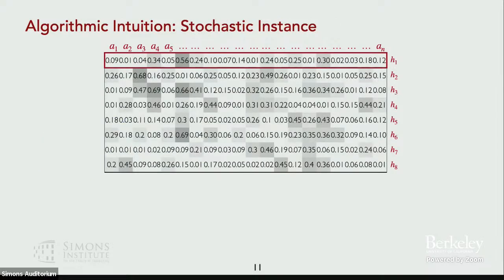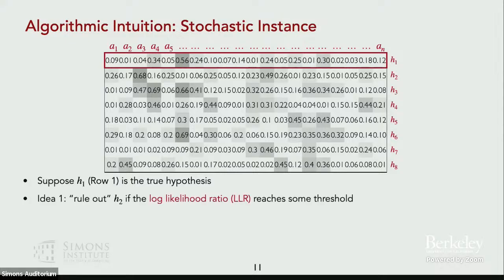Now, going back to our stochastic instance, let's think about how we would approach this. How would we rule out one hypothesis? Let's go over the same exercise. Suppose row 1 is my true hypothesis. One very natural idea is to rule out another hypothesis if the log likelihood ratio between those two hypotheses exceeds certain thresholds.